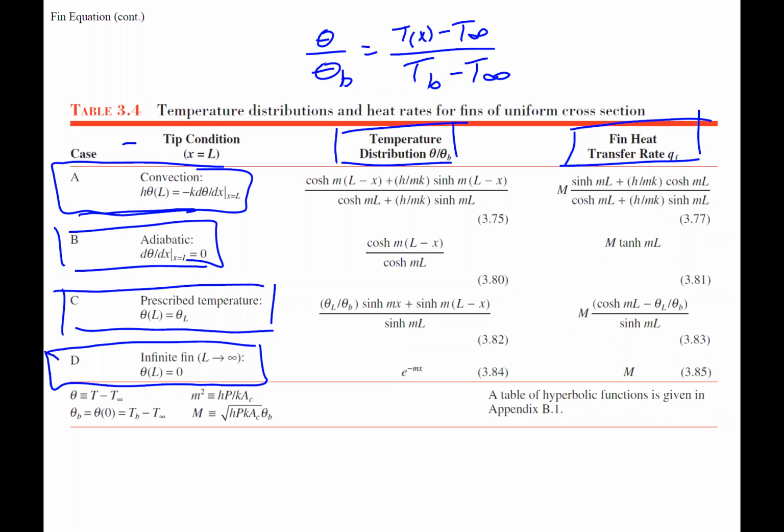And then we have our heat rate, so the amount of heat that's being dissipated by that fin is right here. And we can see some solutions are easier to solve, some more difficult. In this case, the convection has a very complicated formula to use. Adiabatic isn't too bad. Prescribed temperature is a little bit more complex to put in. Infinite fin is a very simple equation. So we have these different forms, and we'll sometimes see utilizing, say, the adiabatic form instead of convection, just because it's a simpler equation.